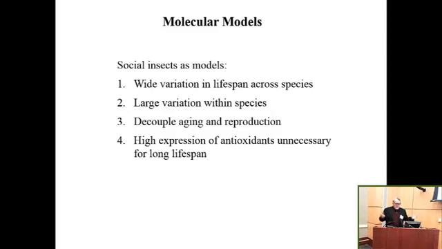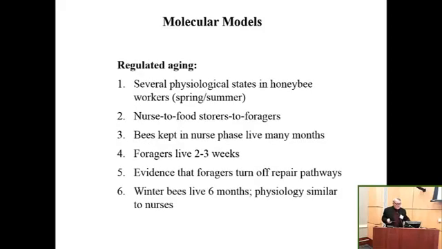You have wide variation in lifespan, and large variation within the species. You can decouple aging and reproduction. In most solitary species you have a cost of reproduction, but in social insects there's apparently not a cost. Queen bees have somehow gotten around that, and they can lay eggs their entire life. Also, high expression of antioxidants is shown to be unnecessary for a long lifespan. I mentioned this briefly before: how you can regulate aging through manipulation of the colony.